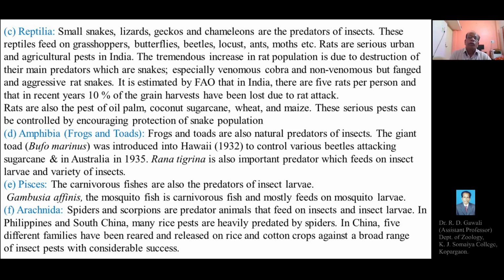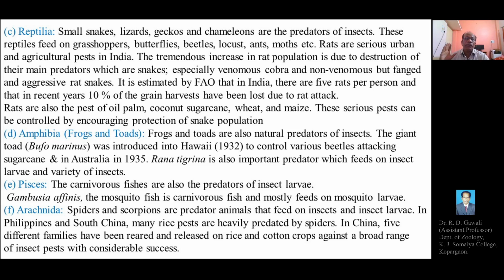Then the next group of predator, the sixth one, is Arachnida. This is the class Arachnida, which are arthropods belonging to phylum Arthropoda. So, arachnids such as spiders and scorpions are predator animals that can feed on insects and many insect larvae.